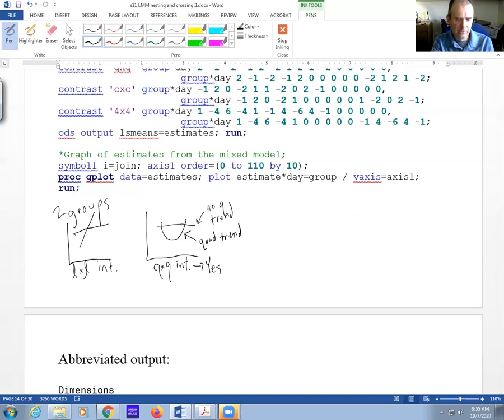Now let's see if I can think of another one here where you have one but not the other. Obviously here you don't have, no quadratic by quadratic for that example.